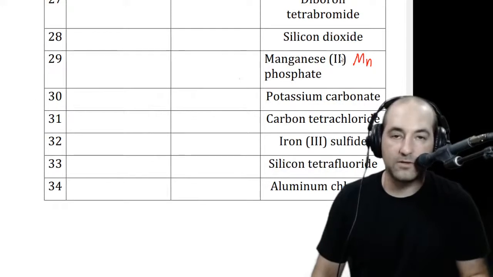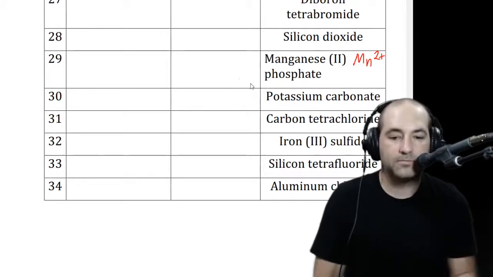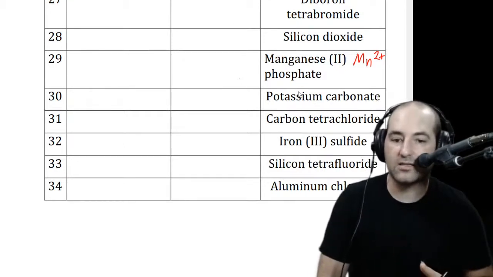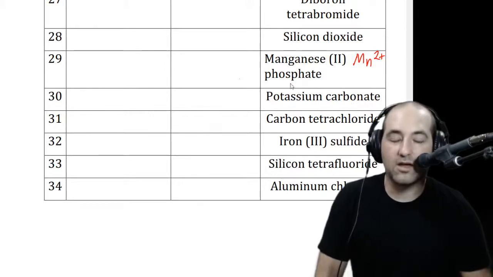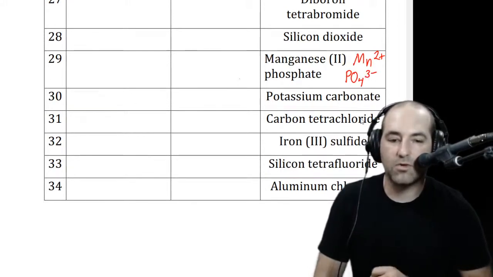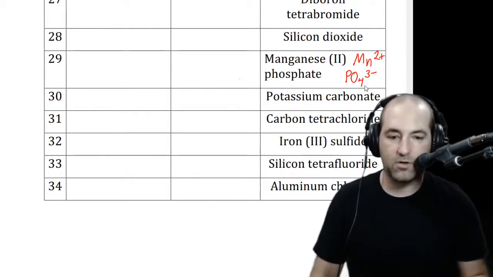And then remember that the parentheses tell us the charge. So it's manganese II, so that's going to be manganese +2. And then for the anion, we've got phosphate. We have to be a little bit careful here because there's a few different anions that have this phos start. So make sure to look up that word carefully on your chart, and you'll find that phosphate is PO4 3-. So now we've got our two ions, manganese 2+ and phosphate 3-, PO4 3-.